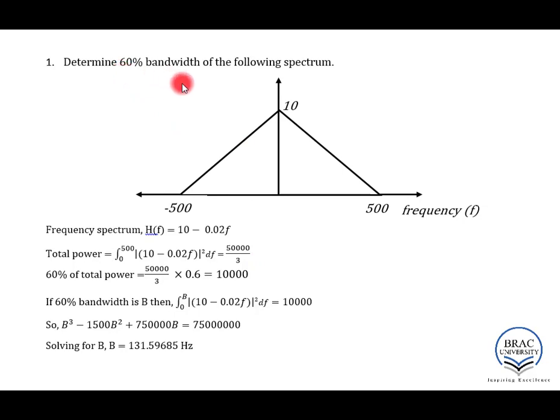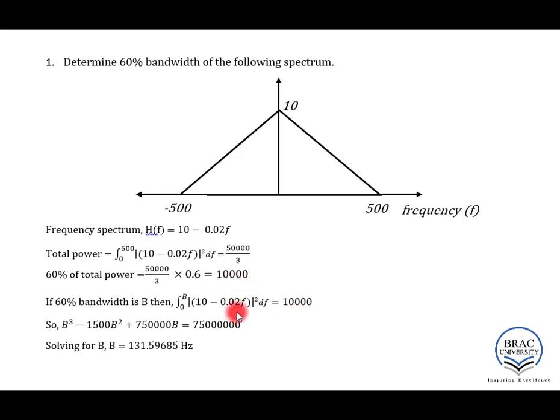So the first task is to calculate 60% of the total power. That is this multiplied by 0.6, which is 10,000. Then again we have to calculate this same equation. You can see that this is the same thing. The difference is now we are setting the upper limit to an unknown value b. This b is our answer. This b is the 60% bandwidth. And the result will be 10,000.